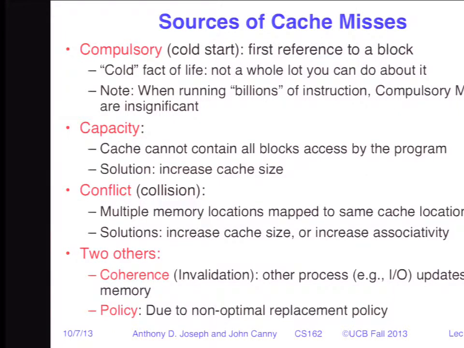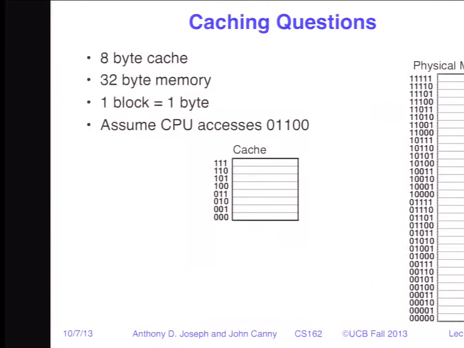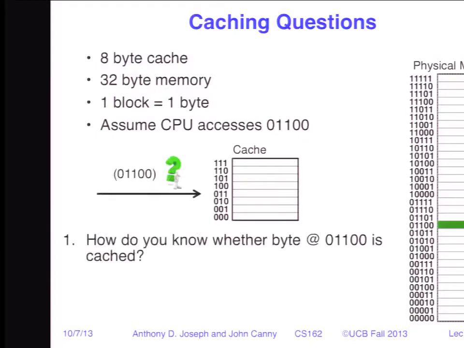So there's a bunch of questions we can ask when we have a cache. Let's say we have an 8-byte cache here. We have a 32-byte memory. And our block in this case is going to be 1 byte. So our unit of transfer from memory into the cache is just 1 byte. We're going to assume the CPU accesses the following locations: 0, 1, 1, 0, 0. So the first question we want to ask is, is that byte cached? Here's the byte in memory. Is it stored in our cache?